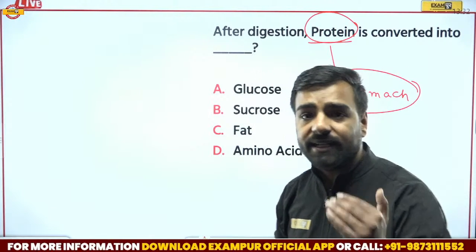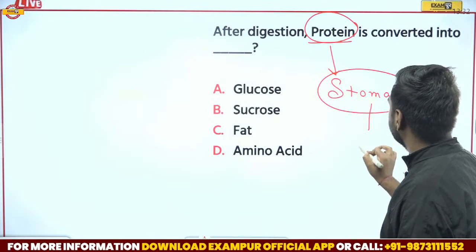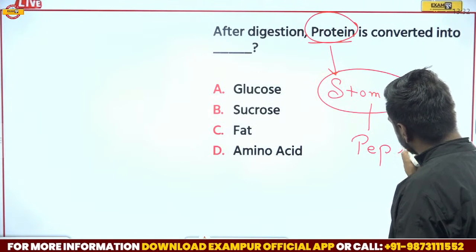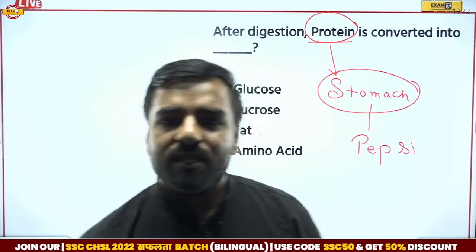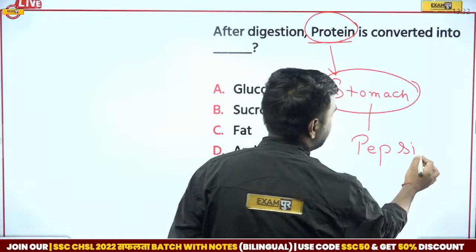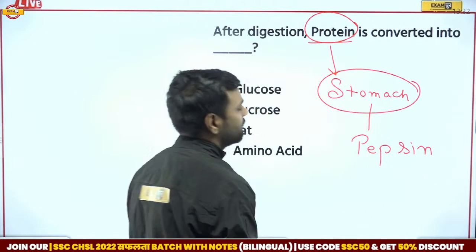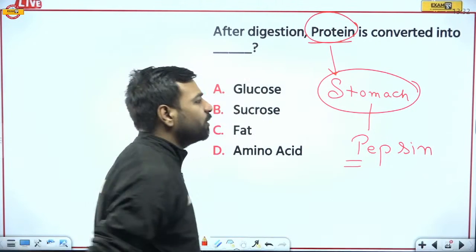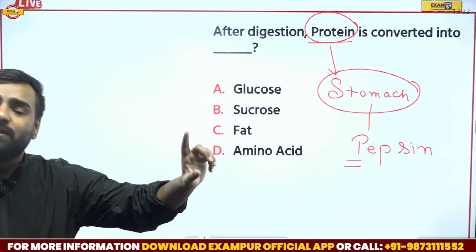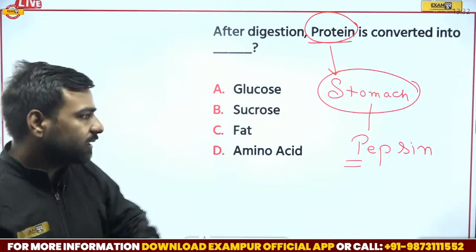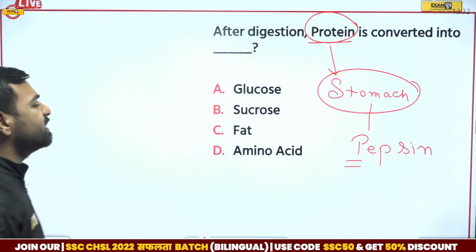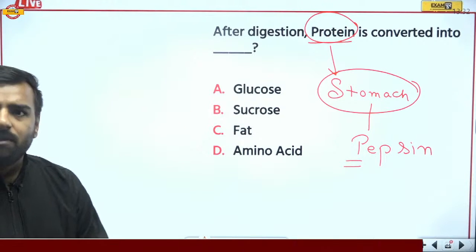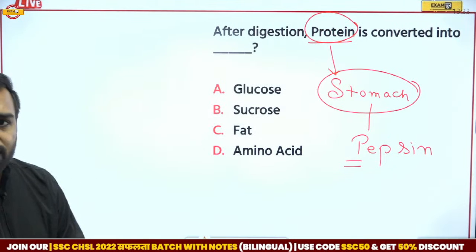Do not forget. And yes, we know that, sir, in our stomach we have pepsin. And how can we relate it? Sir, from the Pepsi word. So yes, in Pepsi, just apply N over here. So this is pepsin. So P for pepsin and P for protein. So the digestion of the protein, first of all, takes place in your stomach. Then, after digestion, this protein is converted into amino acids.